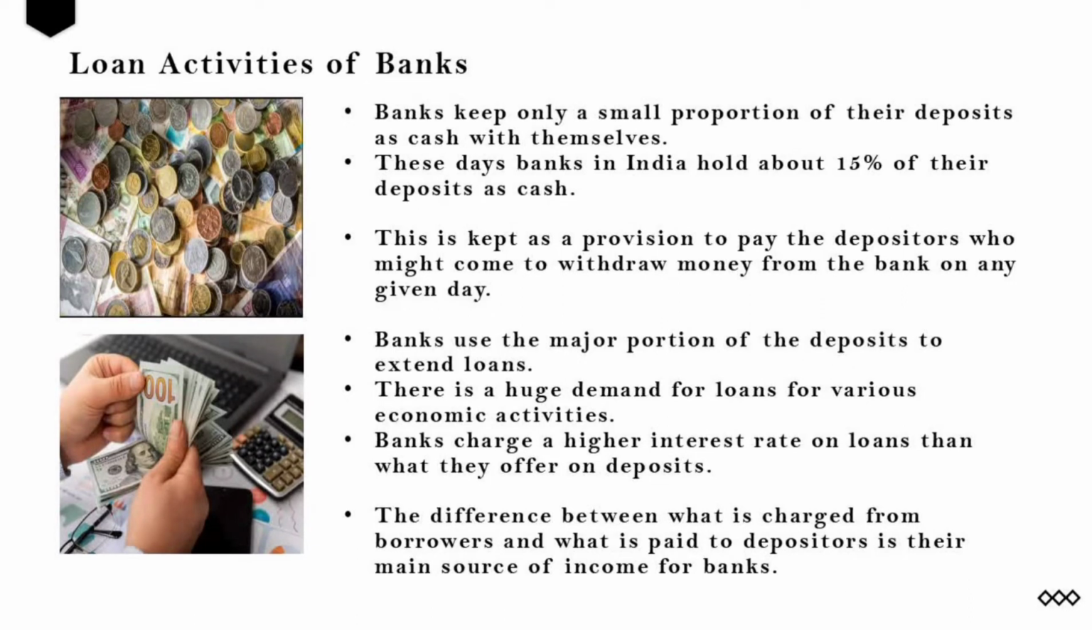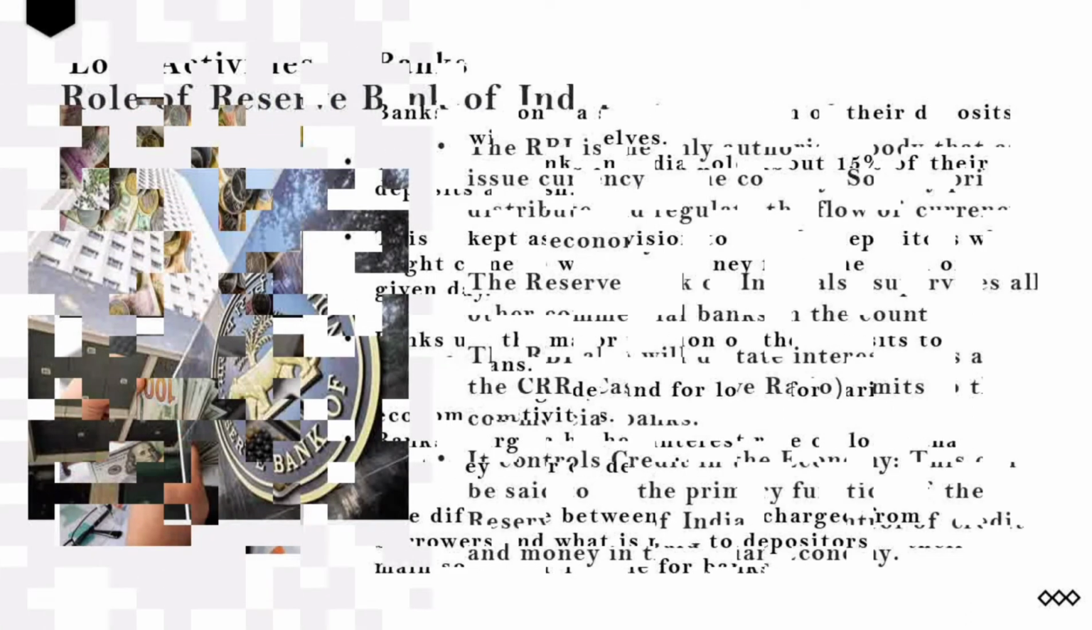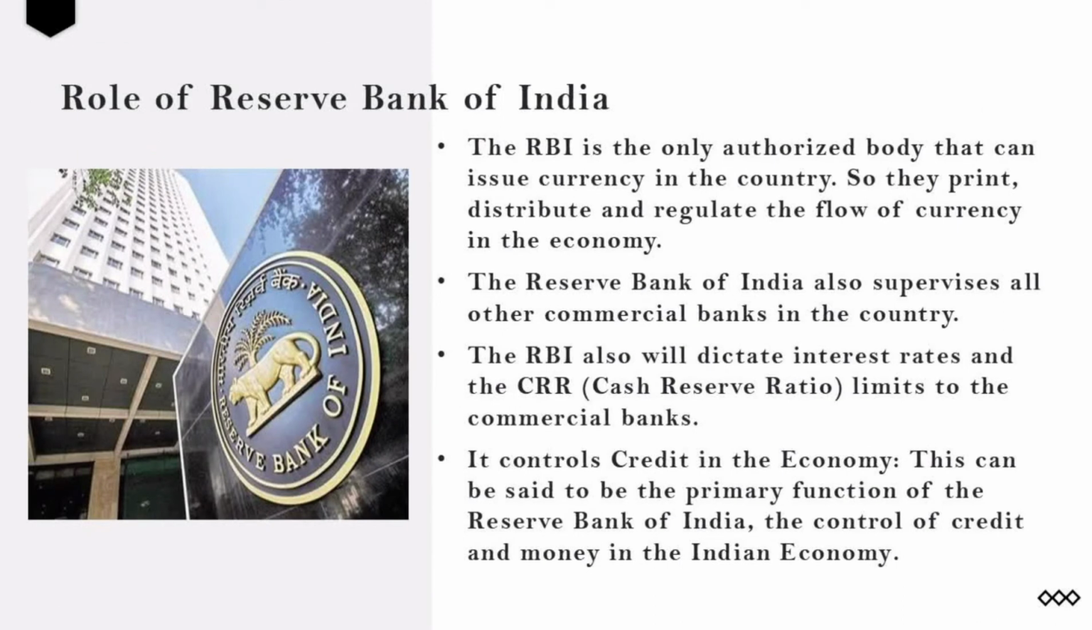The difference between what is charged from the borrowers and what is paid to the depositors is the main source of income for the banks. So this is what banks are earning. They charge more interest for the loans, and they give less interest to the depositors. The difference between the interest on loans and the interest on deposits will be their income.